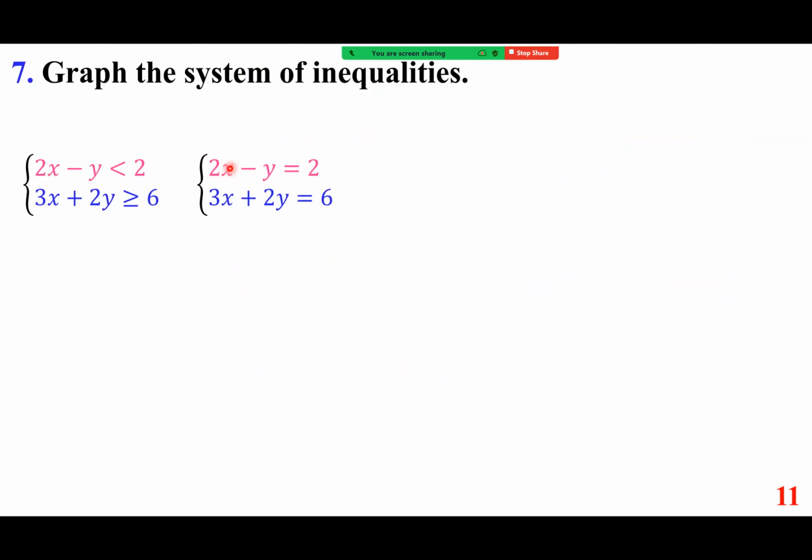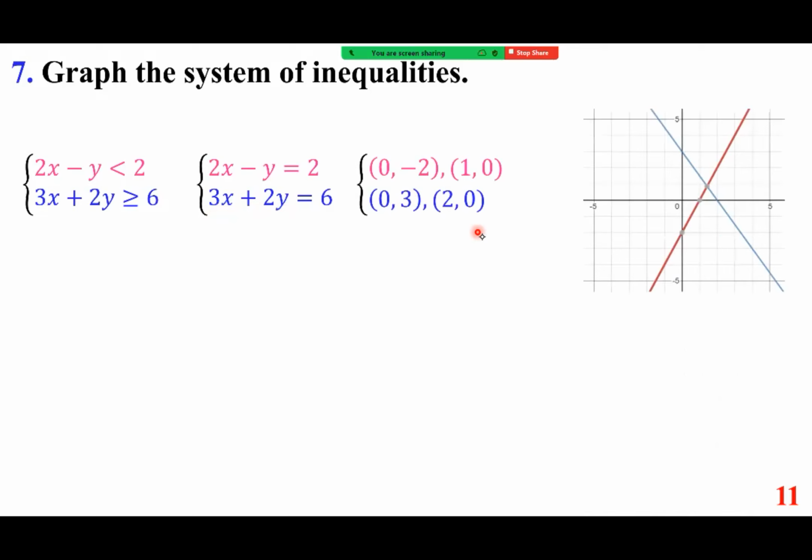This one, if x is 0, y is negative 2. If y is 0, x is 1. This one, if x is 0, y is 3. If y is 0, x is 2. I'm assuming everybody can come up with the intercepts nice and easy. And so we graph the two lines. Okay. So the red line: 0, negative 2, 1, 0. Here's the line. The blue line: 0, 3, and 2, 0.